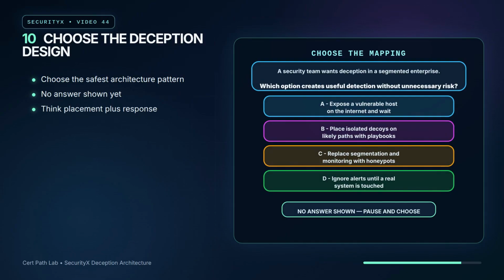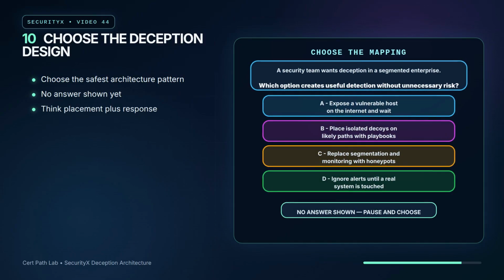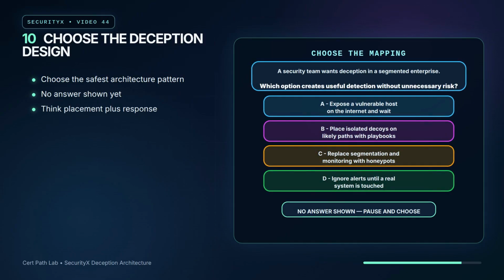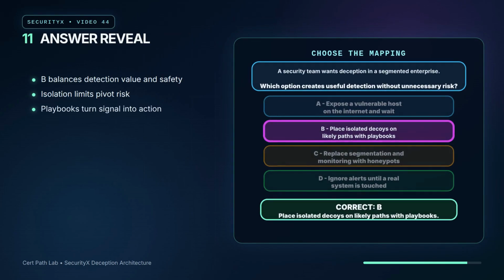Pause here and choose the best design. A security team wants deception in a segmented enterprise. Which option creates useful detection without adding unnecessary risk? The reveal comes next. The strongest answer is B.